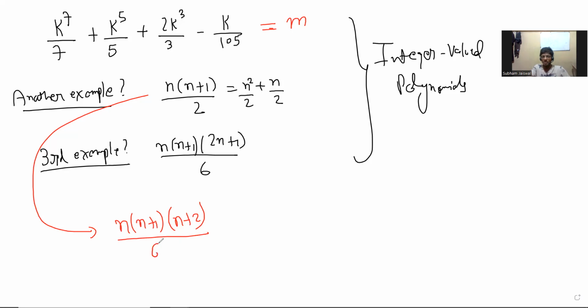You can make this 6, or let me write 3 factorial. This is also an integer. Not difficult. If you don't know, try to show it. This is homework then. This is always an integer for any n. Same kind of reasoning. This is always an integer.